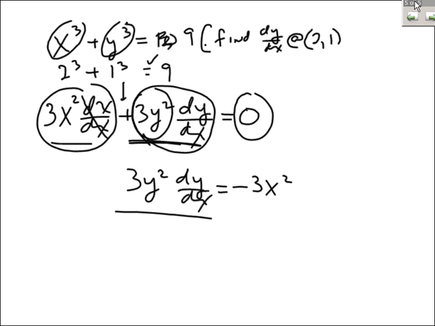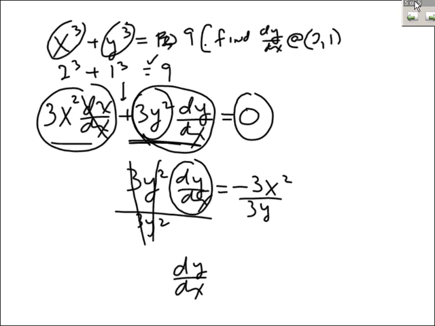And then I divide by what I don't want. I just want dy/dx. So I divide by 3y squared. The 3's cancel out, the y squared cancel out. I'm left with negative x squared over y squared.